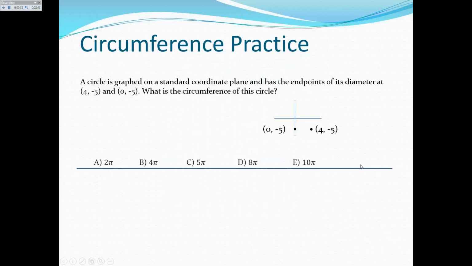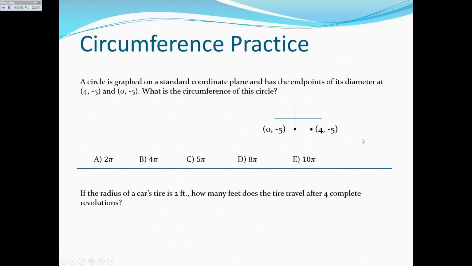Well, remember the formula for circumference is pi d. So if this was the diameter, that's what it says, it has its endpoints of a diameter at (4, -5) and (0, -5), then what's the circumference? This is the diameter. How long is it? It's from 0 over to 4. Here, 0 over to 4. And so, of course, it would be 4 pi.